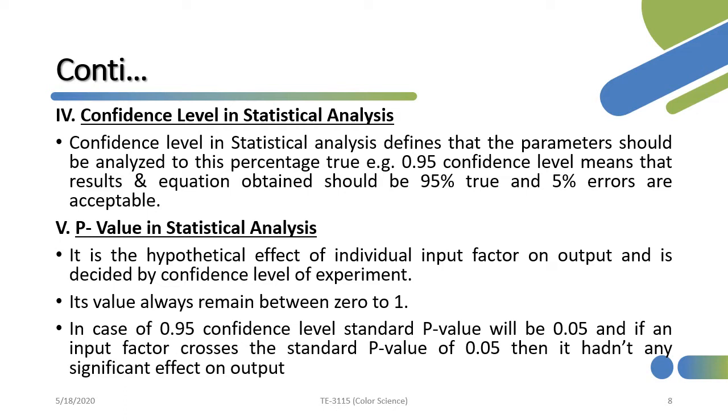P-value is actually defined by the confidence level. If the confidence level is 0.95, then the p-value will be 0.05 as a standard, and all the input parameters are compared with that p-value. The parameter which shows a p-value greater than 0.05 will not have any significant effect on the output factor. For example, in the research paper, texture showed a p-value greater than 0.05, so textures were neglected while comparing the geometries of both spectrophotometers.